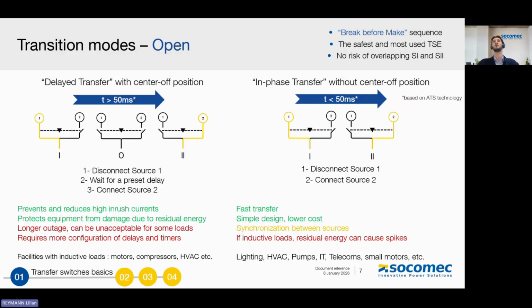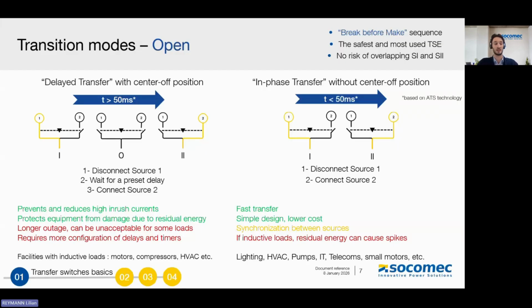And the second one, which is also a break before make sequence, is the in-phase transfer, so there is no off position right there, as there is with the delayed transfer. So the sequence is, firstly, we disconnect source 1, and when the secondary source is available, it will connect to source 2. So the transfer is faster, the design is simpler, the costs are lower, because the design is simpler.